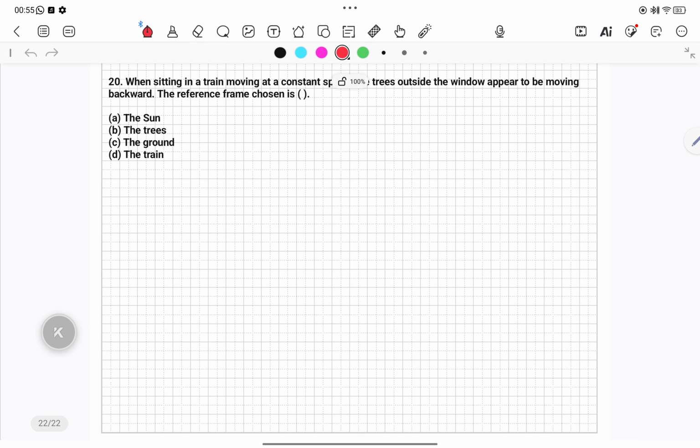Now move to our last question, that is question number 20. When sitting in a train moving at a constant speed, the tree outside the window appears to be moving backward. The reference frame chosen is. Here, since the train is moving with a constant speed, the person is sitting in the train, and the frame of reference is with respect to the person or the train. That means option D is correct.